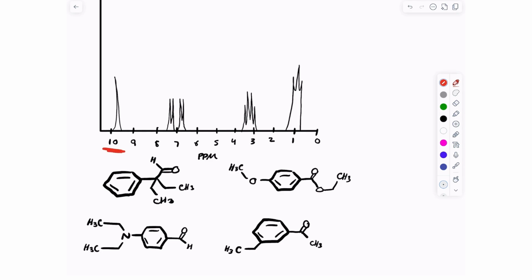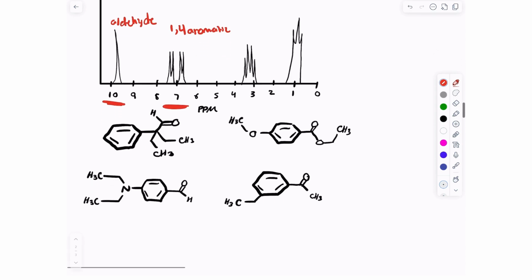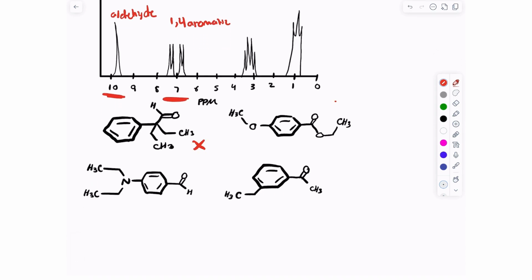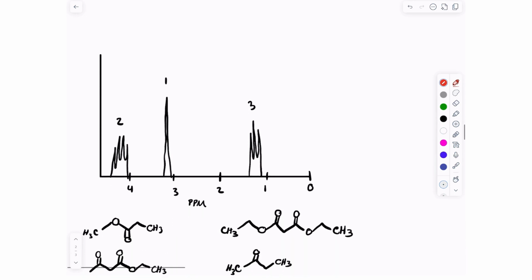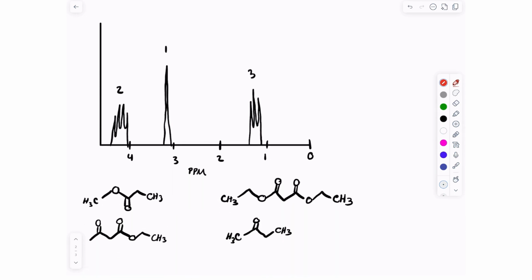But what I do know is that 10 is an aldehyde, and something at 7, specifically, there's a 1,4 aromatic group. I forgot the word for a second there, but yeah. So we've got an aldehyde and we've got a 1,4 aromatic. So already, this is not 1,4. This has no aldehyde. This has no aldehyde. This is 1,4 and it has an aldehyde. So this would be our answer here.